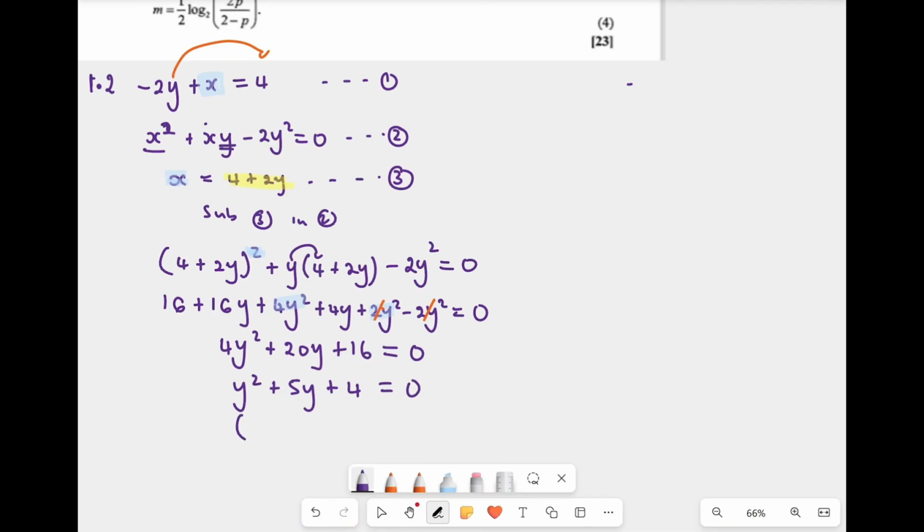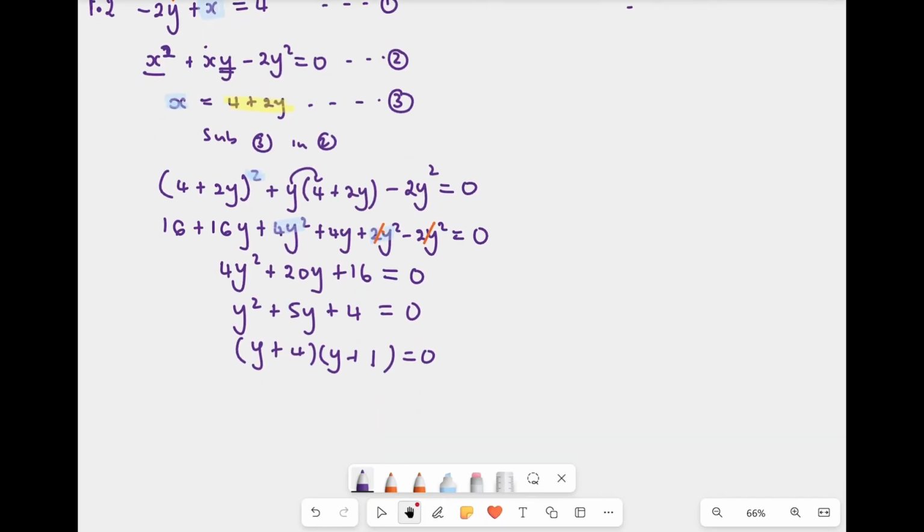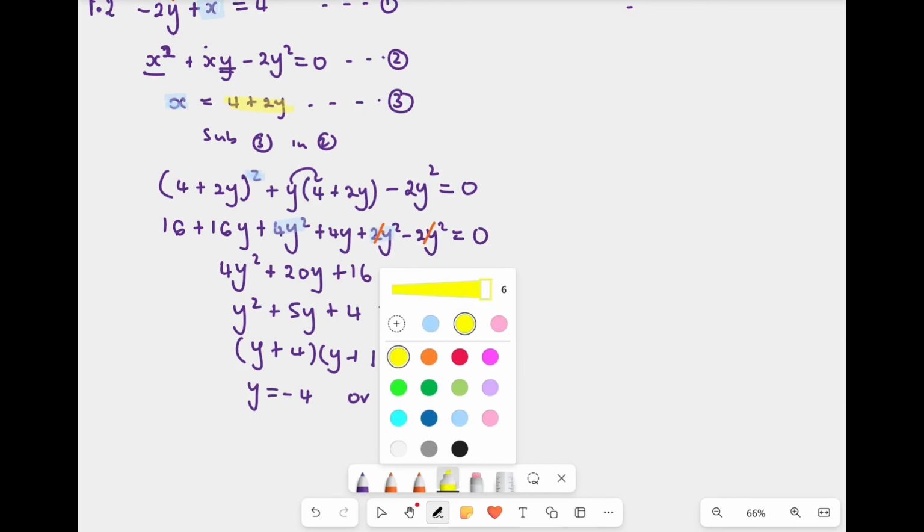And then we can factorize this. We are looking for factors of 4 that we can add and get 5. It is 4 and 1. So we have y, we have 4 and 1. So the signs are the same because 4 is positive. They are the same as the middle term, so it is plus and plus. This is equal to 0. And then from here, we can see that our y is equal to negative 4, or our y is equal to negative 1. Now, we have found the values of y.